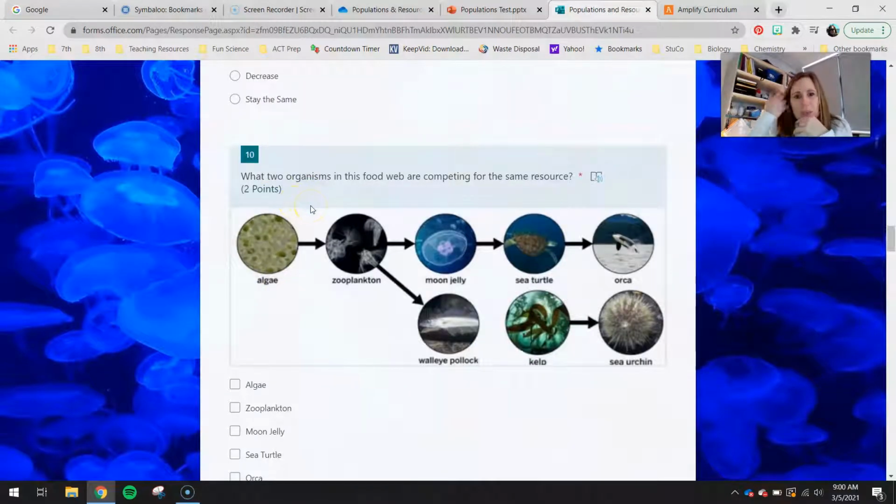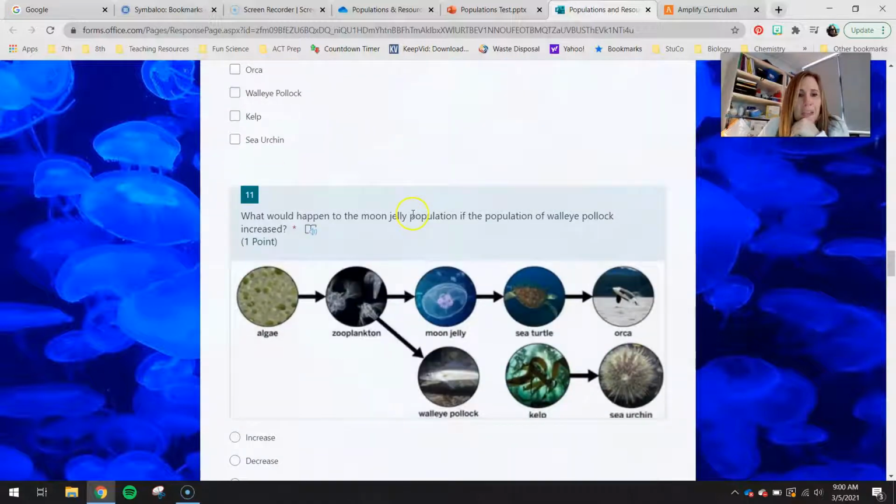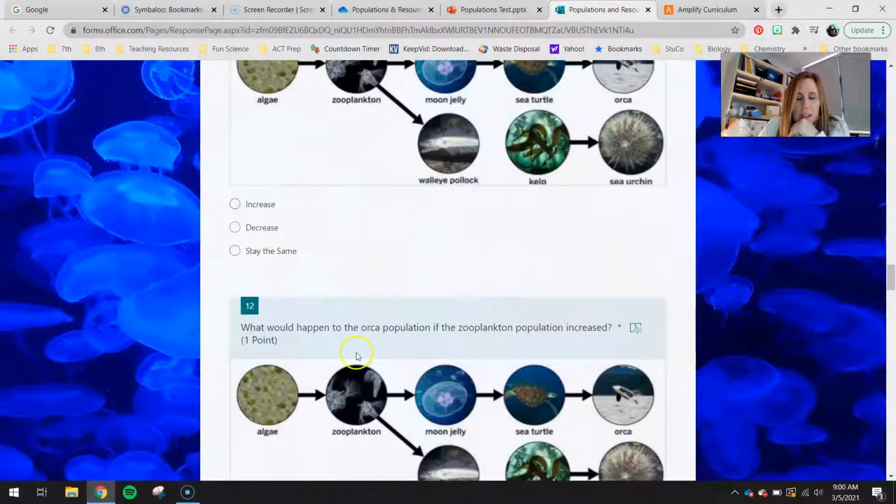What 2 organisms in this food web are competing for the same resource? So which ones are in competition? Again, 2 answers there, so make sure you check both of them correctly. And then what would happen to the moon jelly population if the population of walleye pollock increased? So if we have a population increase of walleye pollock, what happens to your moon jelly? Either increase, decrease, or stay the same.